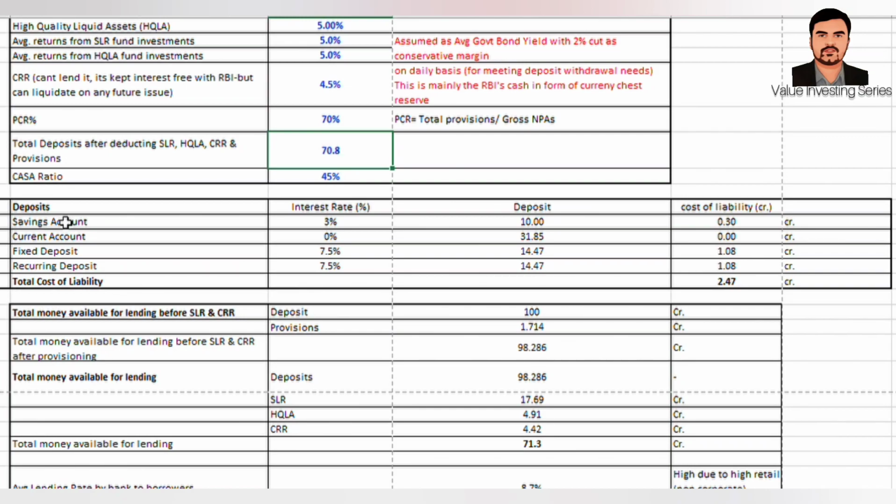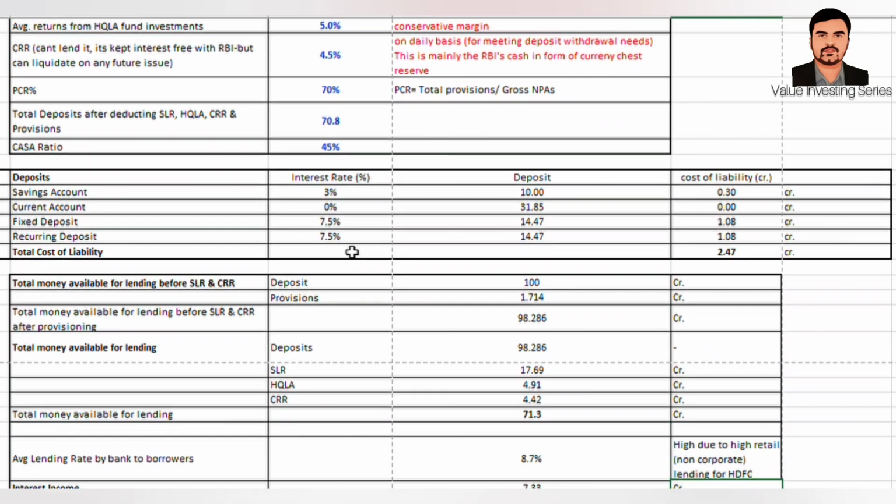We have savings account, current account, fixed deposit, recurring deposit, and other things as well, out of which the current account has zero interest to be paid out by the bank. So the cost of liability, if you see, is simply zero. The rest all have small rates, like savings has 3%, then fixed deposit and recurring deposit have 7.5%. Accordingly, this is the amount which has to be paid out by the bank to the depositors. So the total cost of liability is 2.47 crore, which is paid out in terms of interest. Then coming to the total deposits, it is 100 crore. The provisions are found to be 1.714 crore from this equation, which is the total provisions by gross NPA.